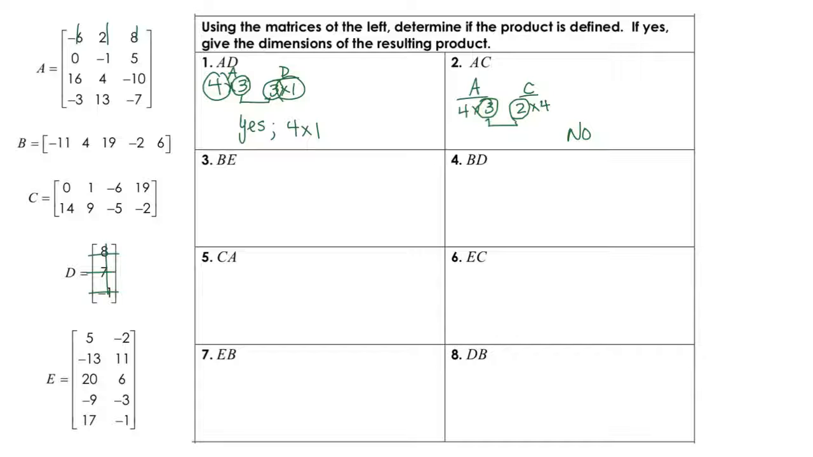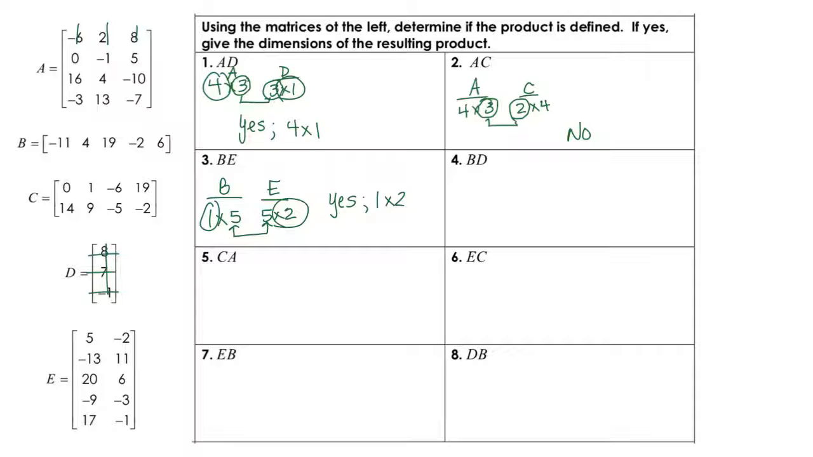Okay. Looking at number 3. So again, the dimensions of matrix B. We go over and count. Matrix B is a 1 by 5. Matrix E is 5 by 2. Awesome. So for here, again, the number of columns in the first has to equal the number of rows in the second. Notice they do. So this one, yes, you can find the product, and the dimensions of that product would be a 1 by 2.